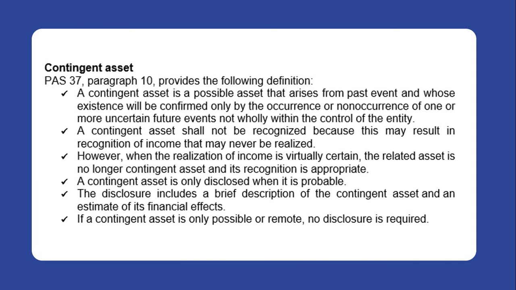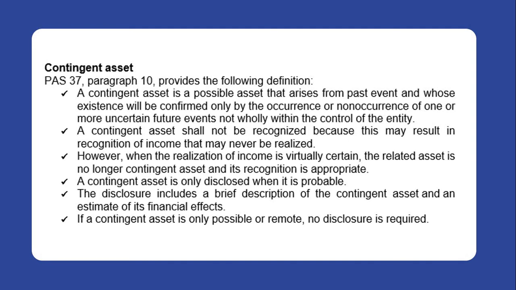However, when the realization of income is virtually certain, the related asset is no longer a contingent asset and its recognition is appropriate. So when it is virtually certain, take note class, that the contingent asset will be realized, then that asset will no longer be a contingent asset but rather an actual asset. Okay? And it should be recognized appropriately.